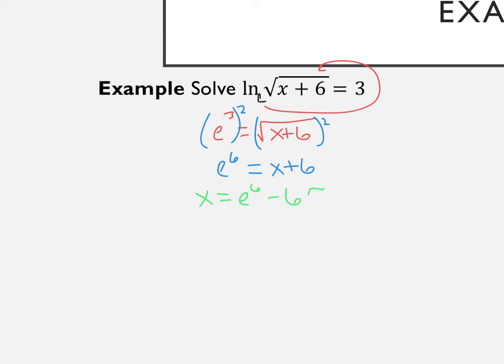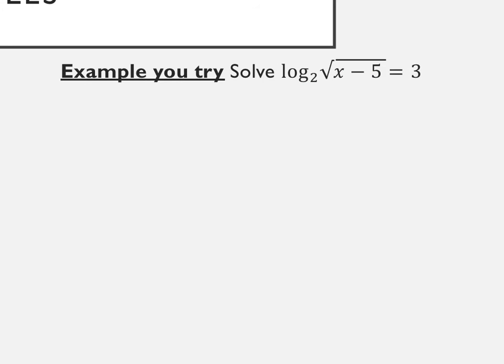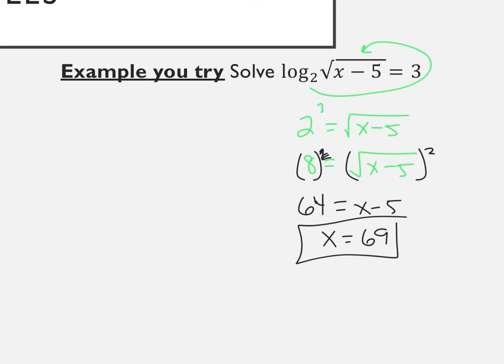And if you type this into a calculator, you do get around 397.429. Take a minute and try the example you tried. And hopefully for this one, you do get x equals 69. Once we write it in exponential form, it becomes an equation that we solved earlier in this unit.